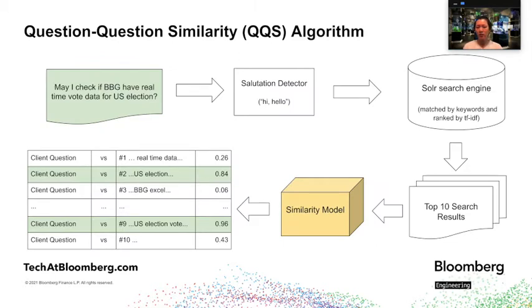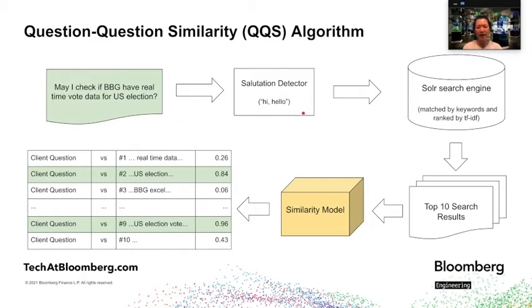So for question similarity, the QQS algorithm starts with a customer question. This is the first utterance from the customer. We first send it to a salutation detector to filter out those questions with just hi or hello. We have about 10% of those, and if it's a salutation, then this QQS algorithm just returns and suggests nothing.